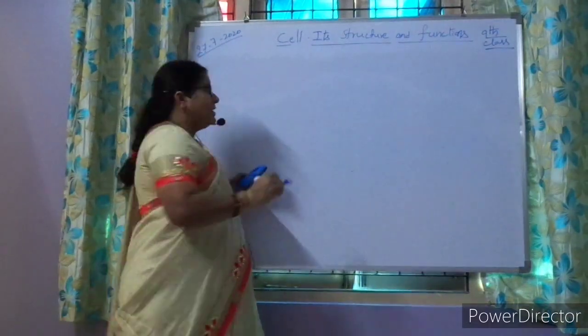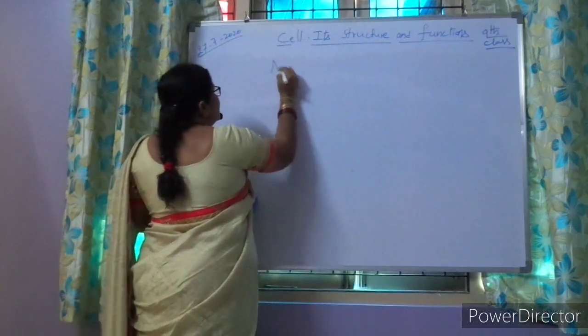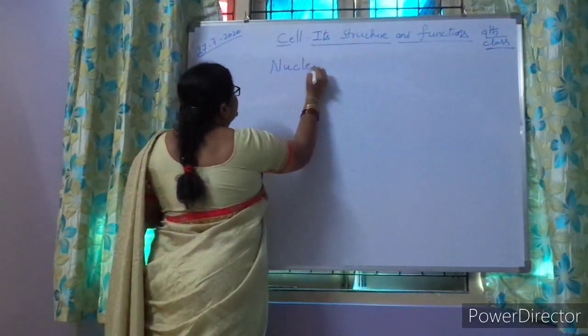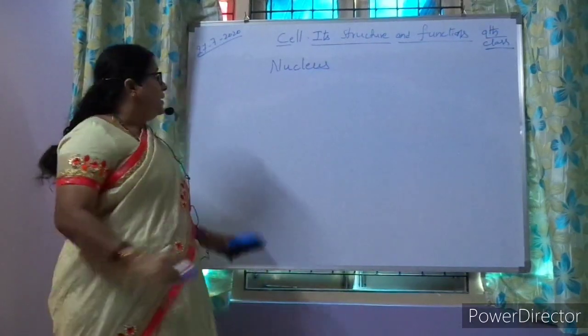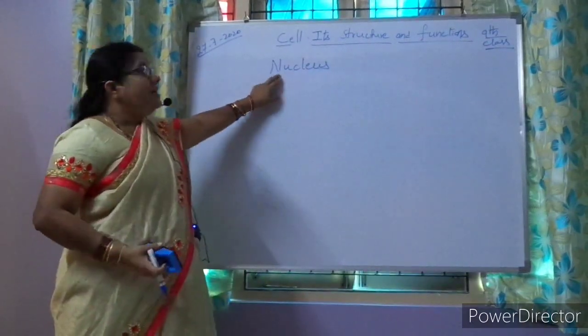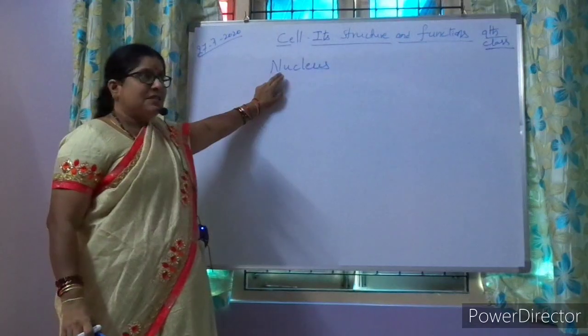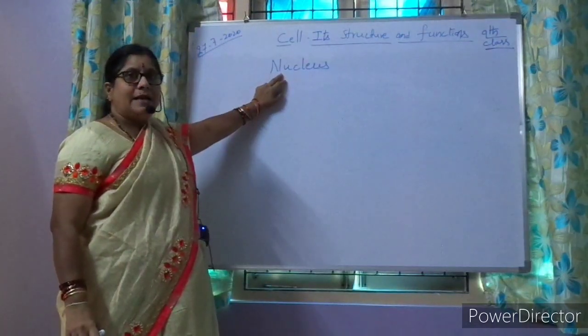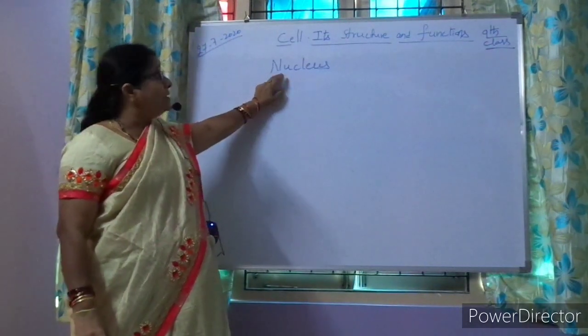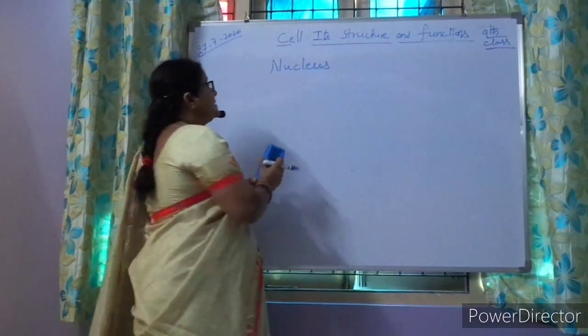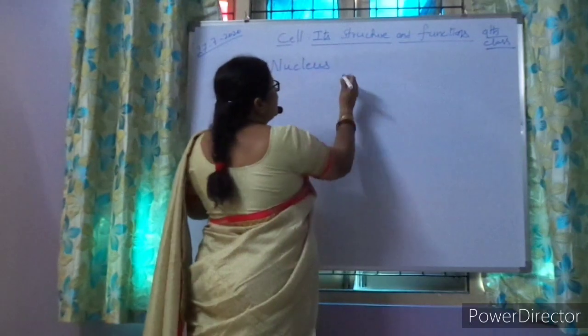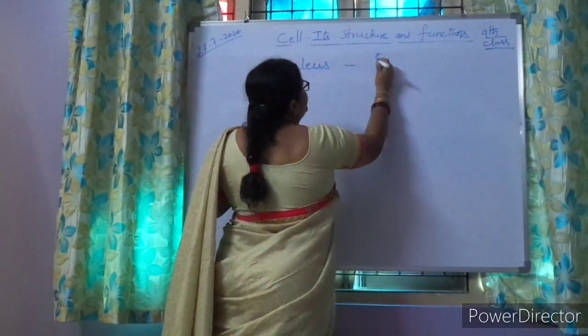Now we will discuss another important cell organelle, that is the nucleus. The nucleus is a very important cell organelle which is present in both plant cell and animal cell, and you have studied it in 8th class. Depending upon the presence or absence of the nucleus, the cells are called eukaryotic cells.